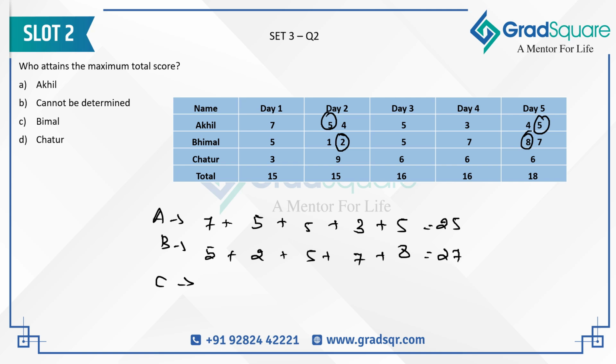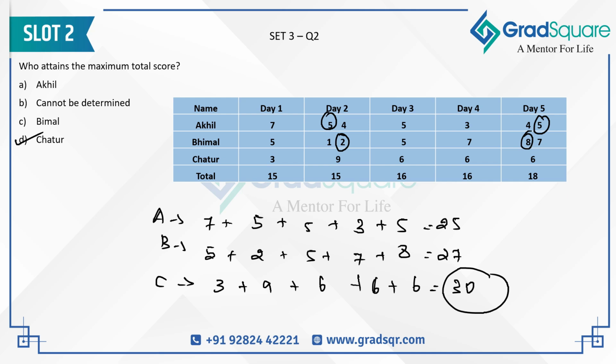And Chatur's scores are 3, 9, 6, 6, and 6. So total of how much? 18 plus 9 is 27. This is going to give me 30. So Chatur's score will be the maximum among the 3.